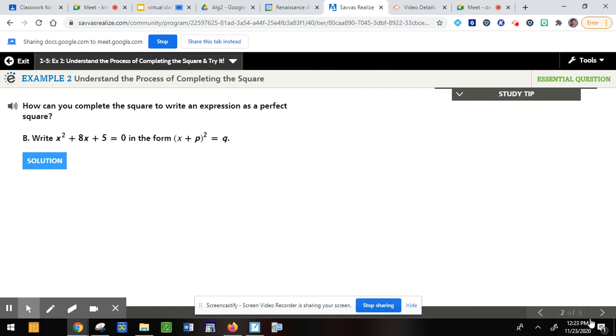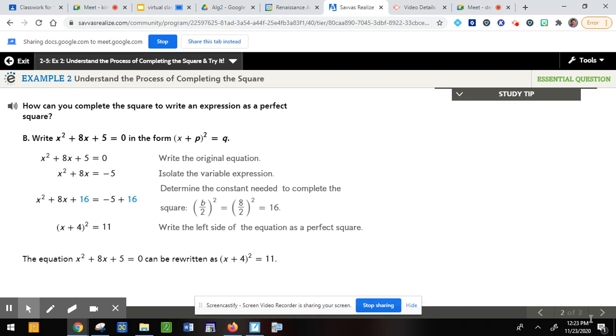First thing you're going to do is subtract the 5 to the other side, right? Because what you want is the quadratic and the linear term isolated. And then figure out what you're going to add to both sides. What is the number that's going to complete that square? The b value is 8. You divide that by 2, you get 4, and if you square that, you get 16. So b divided by 2 squared is the number you're going to add to both sides.